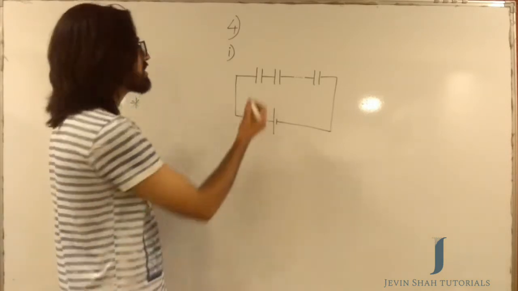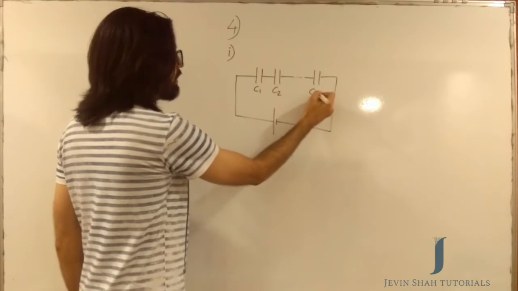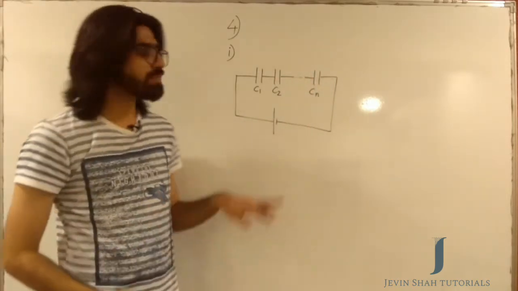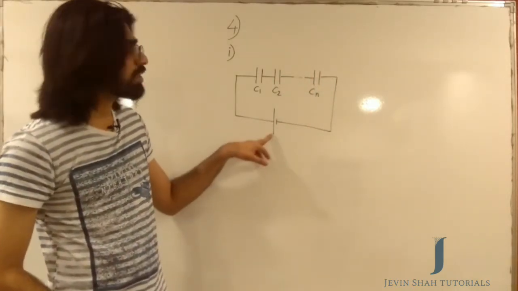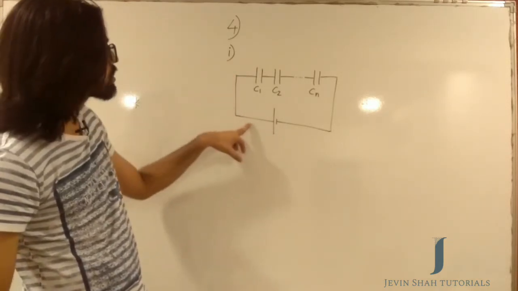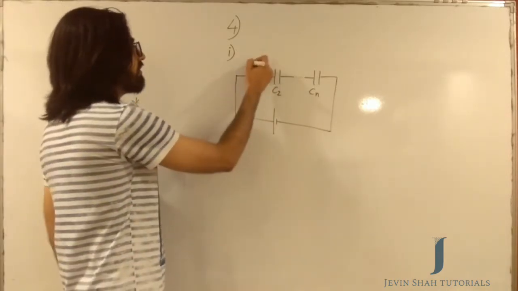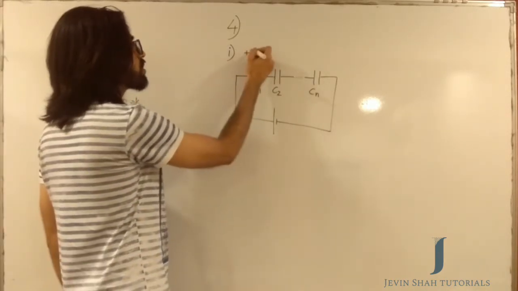Let's say the capacitance of all of them is C1, C2 and so on up to Cn. Now what this battery will do is, the positive terminal of the battery will start absorbing electrons from this plate, and because of that this plate will develop a charge of plus Q.